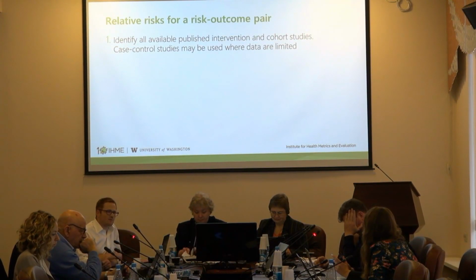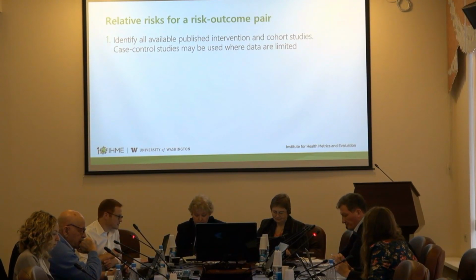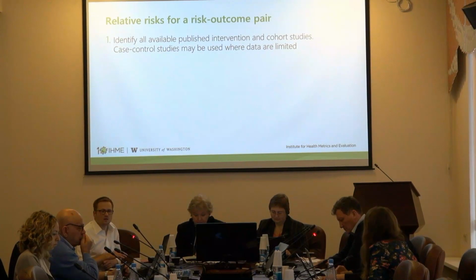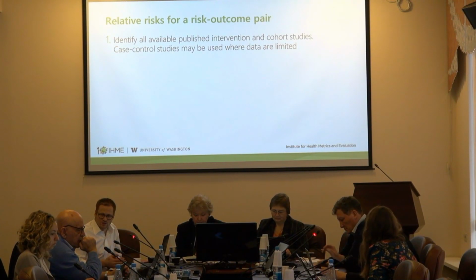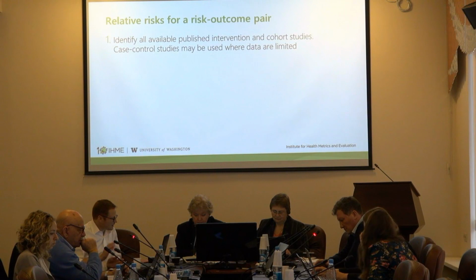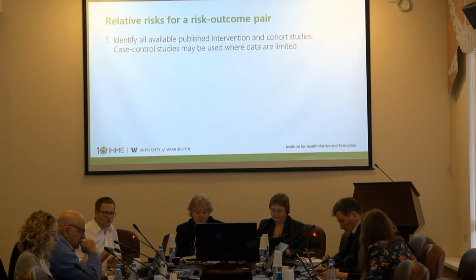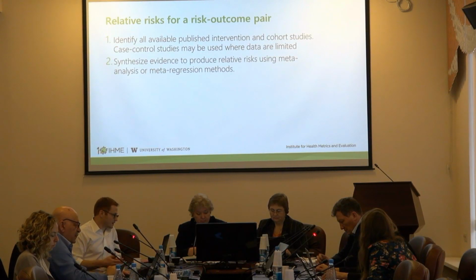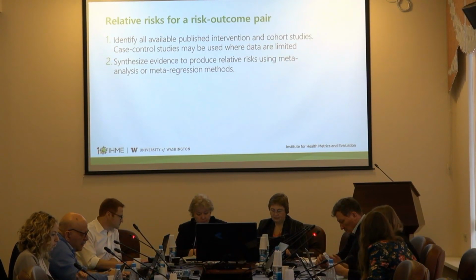For every risk outcome pair, what we want to do is identify all of the published intervention and cohort studies that look at the association between a given risk and a given outcome. In some cases, we will use case control studies where the data are limited or where the case control studies are of good quality and unlikely to have things like recall bias. And then we synthesize all the evidence to produce relative risks using meta-analysis or meta-regression methods.